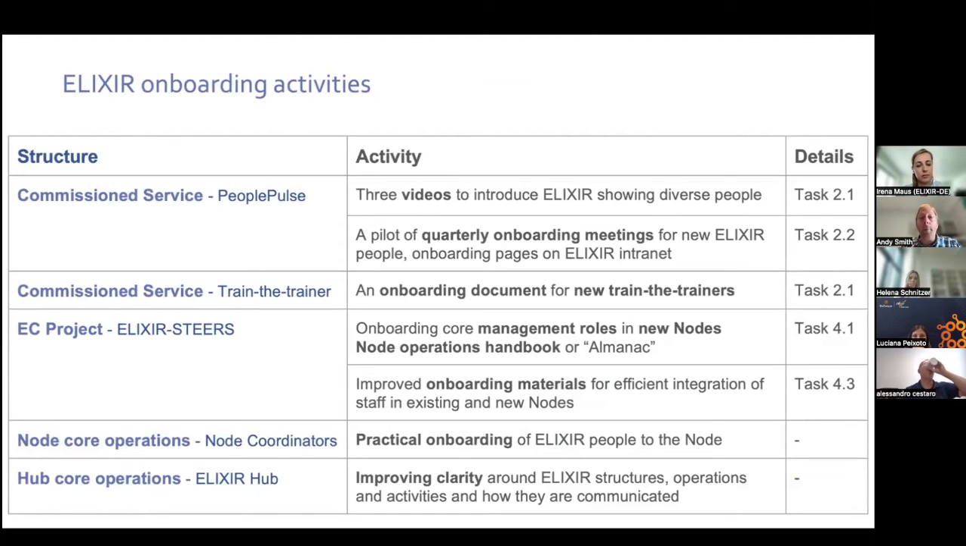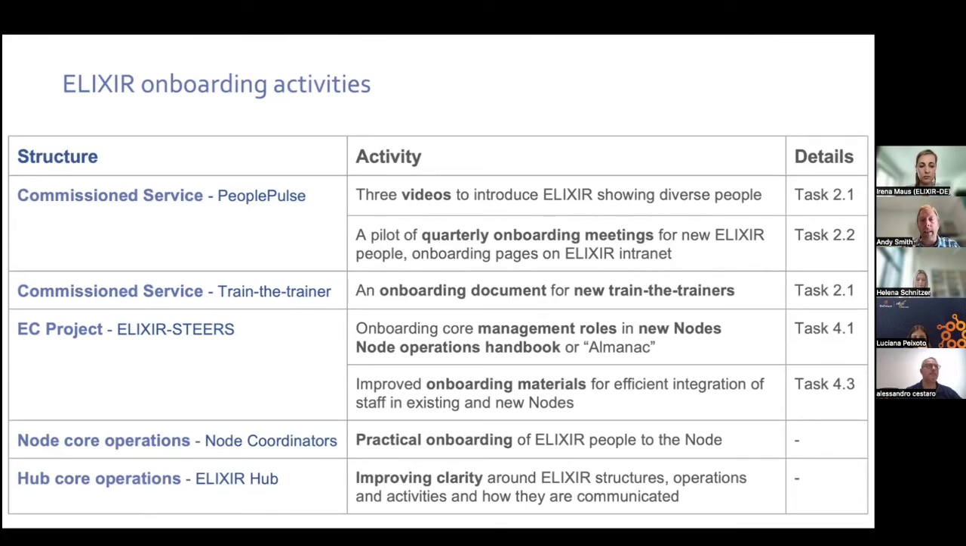And then finally, before I pass to Irina, this webinar builds from a session that happened at the all hands meeting, but the theme of onboarding is obviously very important. It's something we know we need to get good at doing because there are always so many new partners and organizations connecting to Elixir. This slide summarizes the different activities that all relate somehow to onboarding and which projects they're happening in. Some of them are just starting, like the 2 new commission services for People Pulse and Train the Trainer. And some of them are happening through EU projects like Elixir Steers as well.